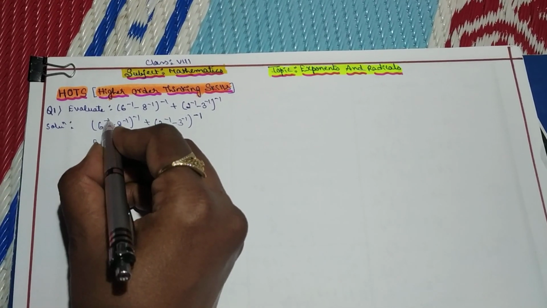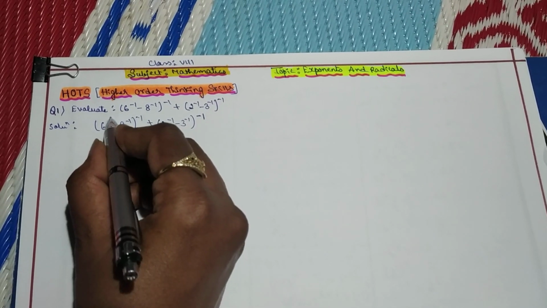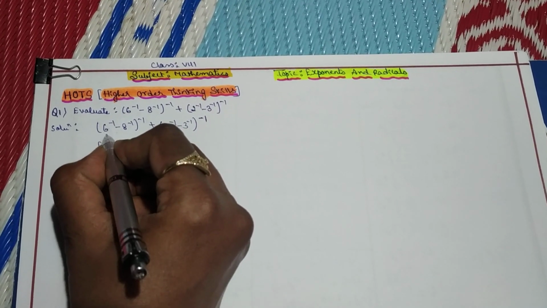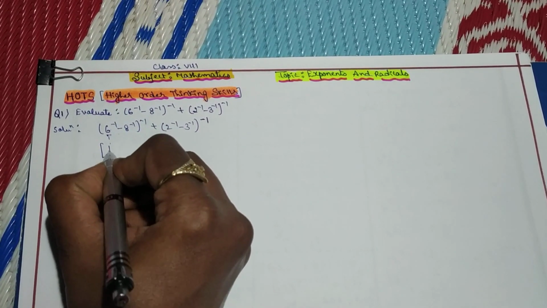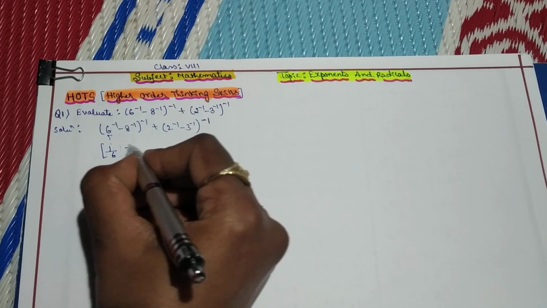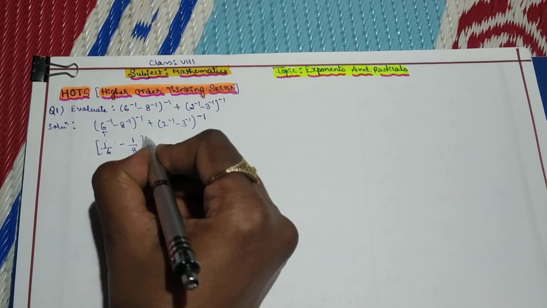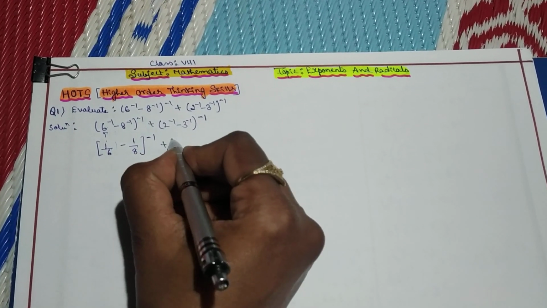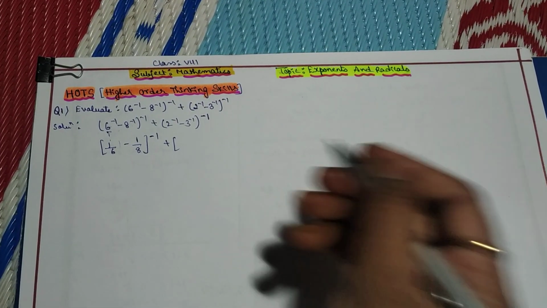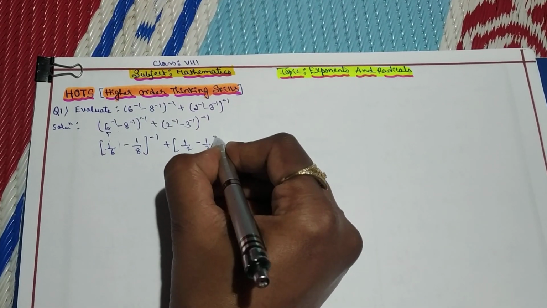That is 6 to the power of minus 1. So the exponent is minus 1, and we need to convert it into plus 1. So what I need to do is take the reciprocal of the base. 1 by 6 whole to the power of 1 is nothing but the same. Minus 8 to the power of minus 1 is nothing but 1 by 8, and its power minus 1. Plus the same thing here also: 2 to the power of minus 1 can be written as 1 by 2, minus 1 by 3, its inverse.